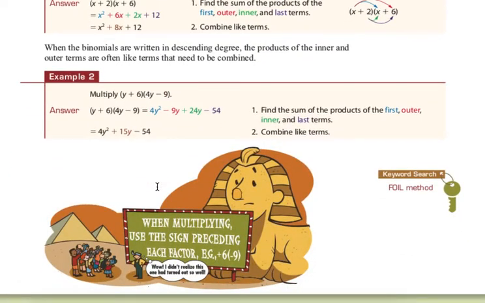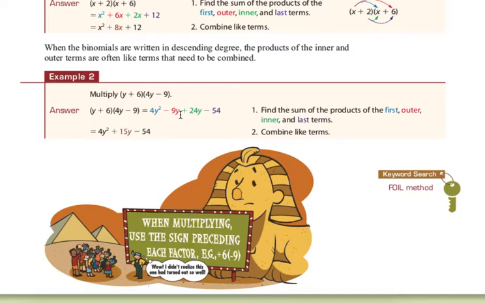Okay, example number 2, we're using the same process. First, outer, inner, then last. Okay, so 4 times y is 4 times y squared. Our outer is y times negative 9. So that's plus negative 9y, which is really just minus 9y. Okay, you don't have to write plus negative 9. Inner terms are next. So this 6 times 4y is 24y. And then our last terms, 6 times negative 9, which is negative 54.